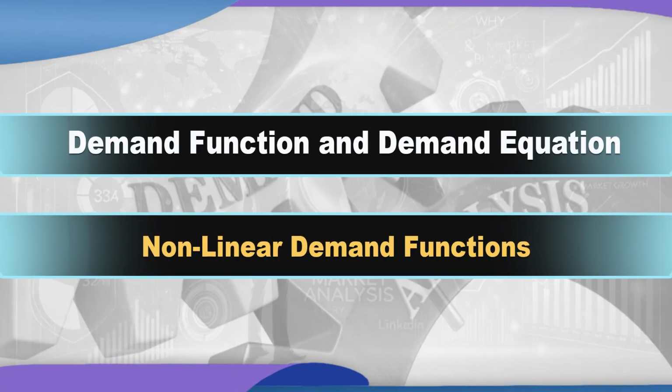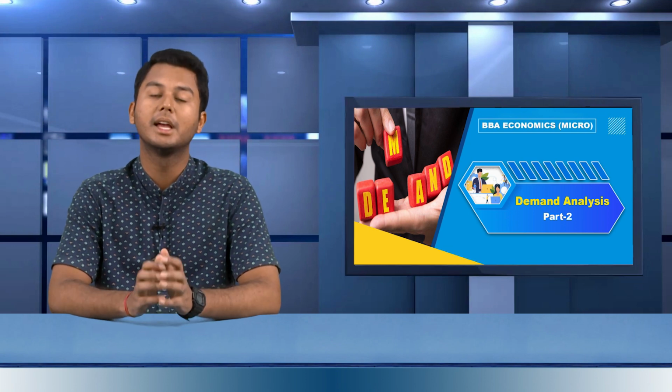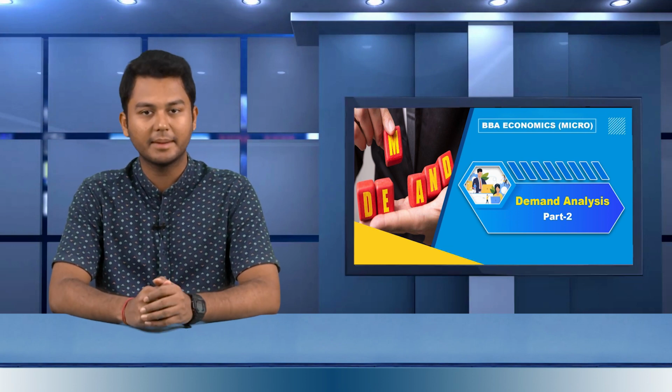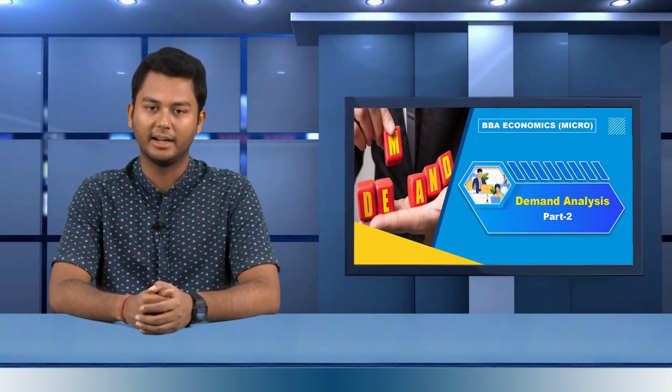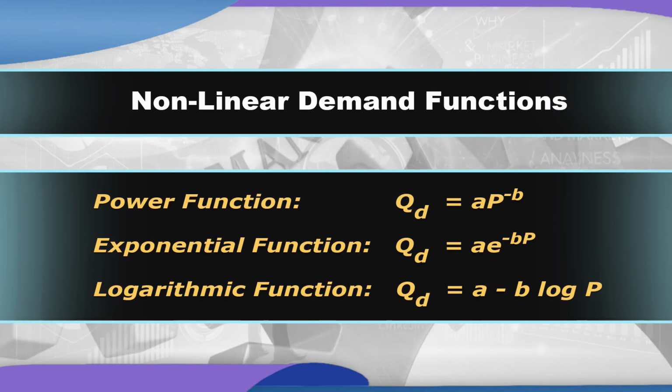Now, let us get an idea about non-linear demand functions. Real world demand relationships may not be linear in nature, and they may show us a non-linear trend. For example, we may have something called a power function, that is QD is equal to A multiplied by P to the power of minus B, or an exponential function QD is equal to A e to the power of minus BP. So, we have a logarithmic function which can be shown as QD is equal to A minus B log of P.